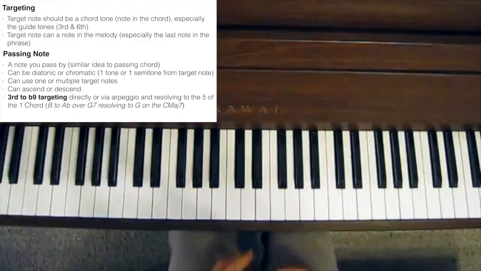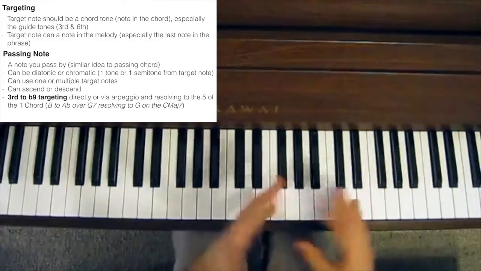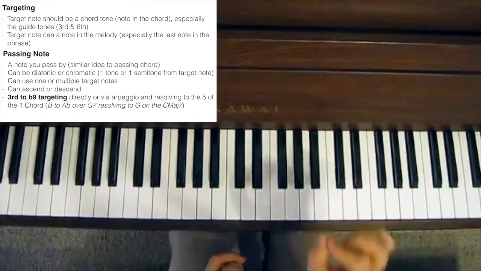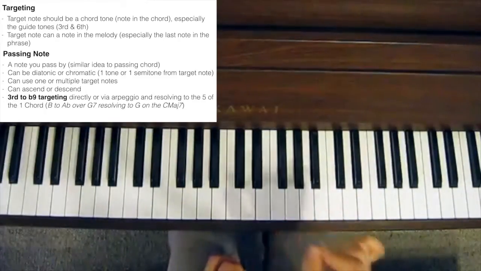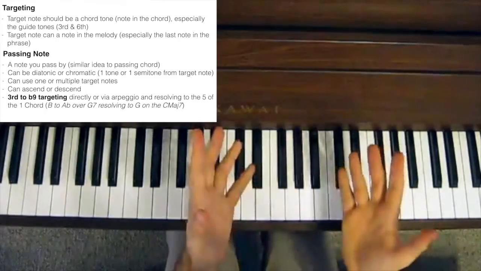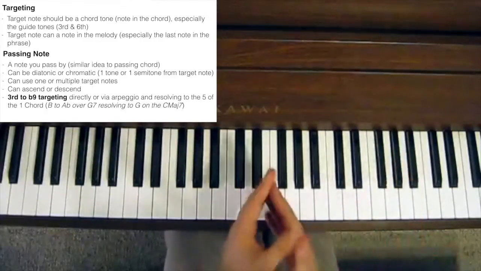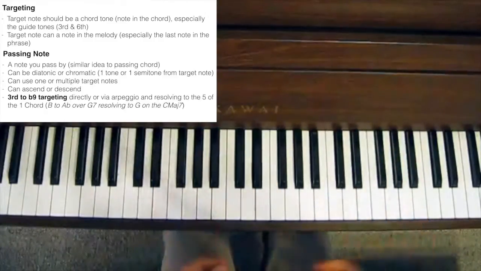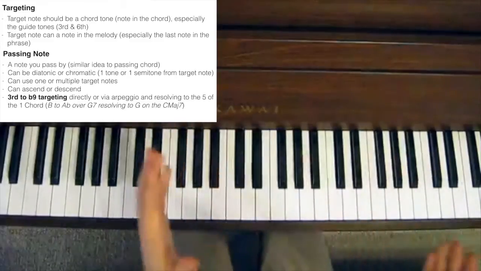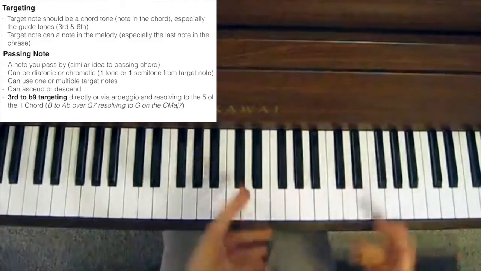So targeting means playing a little phrase in your improvisation and ending on a specific note, the note that you're targeting, your target. Now, the note that you target can be any note whatsoever, whether it's inside the scale or outside the scale, it doesn't matter. You can use any note as your target.